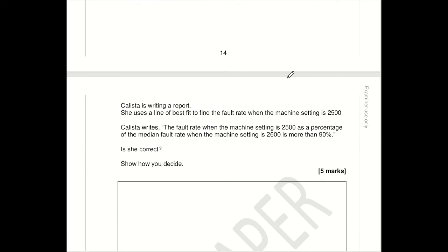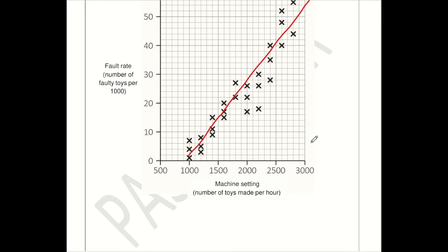Okay, so the fault rate when the machine setting is 2500, as a percentage of the median fault rate when the machine setting is 2600, is more than 90%. This needs to be read several times. First of all, I'm going to work out what is the median fault rate when the machine setting is 2600. So 2600 is here.